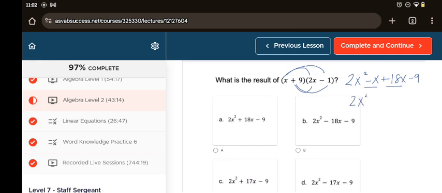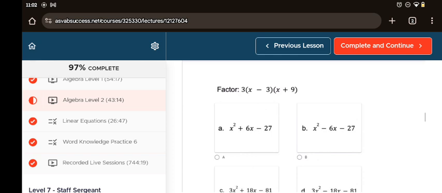Here we do have like terms, so 2x squared stays the same. Negative x plus 18x is plus 17x, negative 9. So 2x squared plus 17x minus 9, our answer is C. And if you notice, the only difference between C and D is the negative or the positive in the 17. So once again, pay attention to the signs, okay? All right, let's keep going.